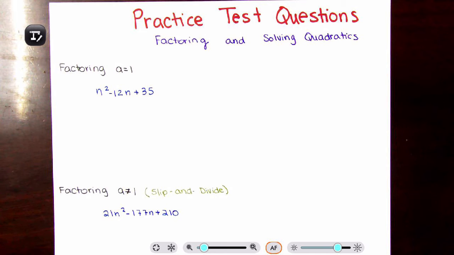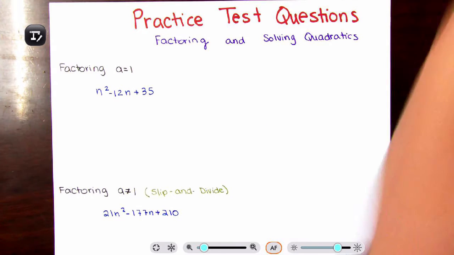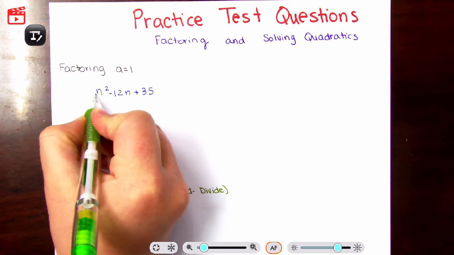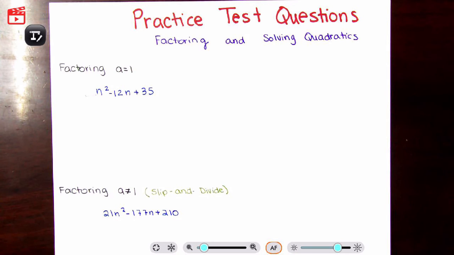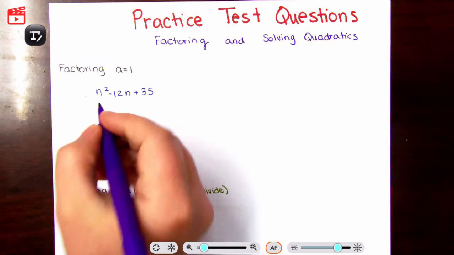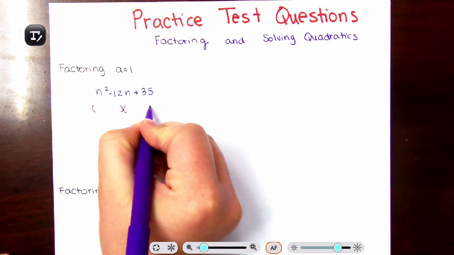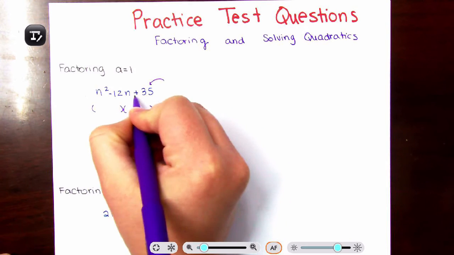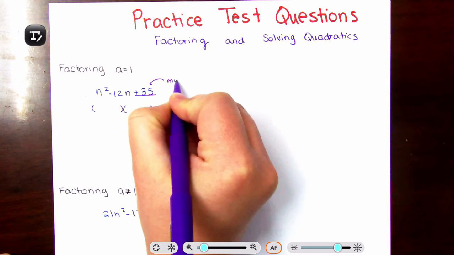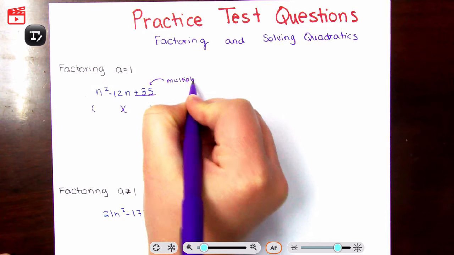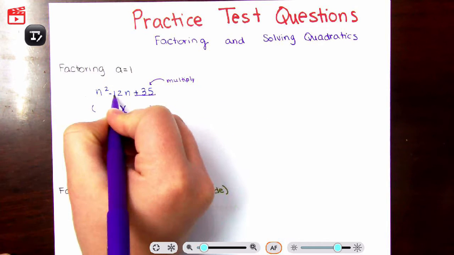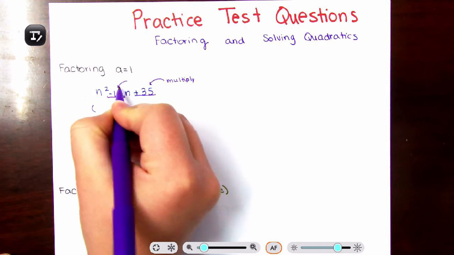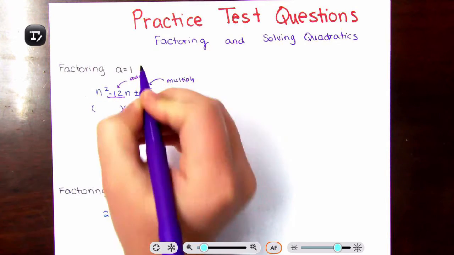Let's start with factoring when our leading coefficient is 1. Now, leading coefficient is the number out in front attached to the highest exponent here. So in this case, n does not have a number in front of it. That means that leading coefficient is 1. We are using the guess and check method. So we're having our two bubbles. We want two numbers to multiply to 35 positive and add to a negative 12.